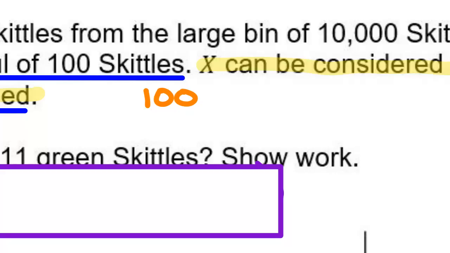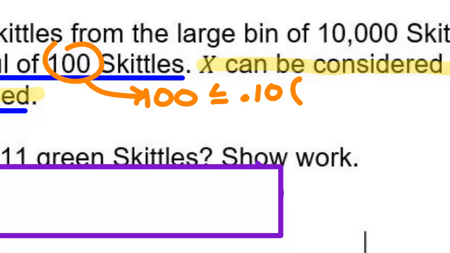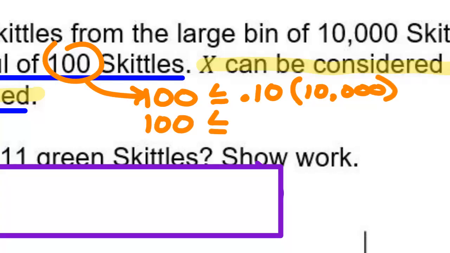I would say 100, because 100 Skittles right here. We said it needs to be less than or equal to 10%, so 0.10 times my population. What's my population? 10,000. What is 0.10 times 10,000? 1,000. So as long as 100 is less than or equal to 1,000, which it very much so is, we have satisfied our 10% condition.